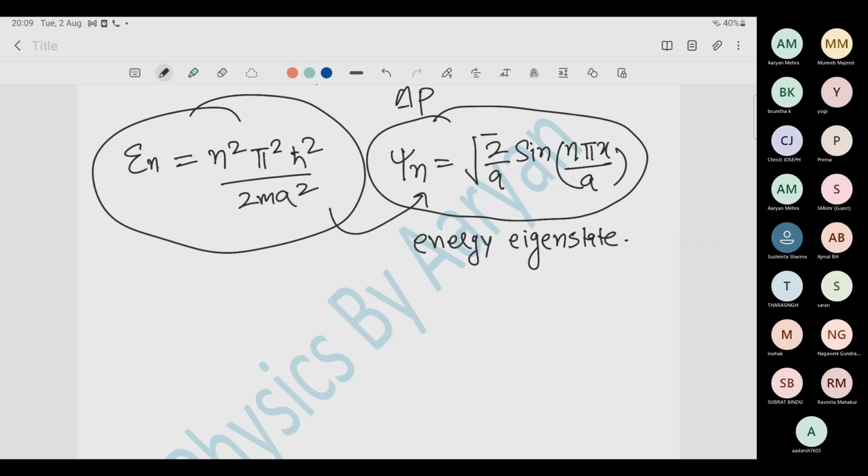And then in the third and fourth lecture, we will actually solve the problems based on this, and then your quantum mechanics will be perfect, and then you will be able to solve any quantum mechanics problem. At least you will have a very strong foundation of quantum mechanics.